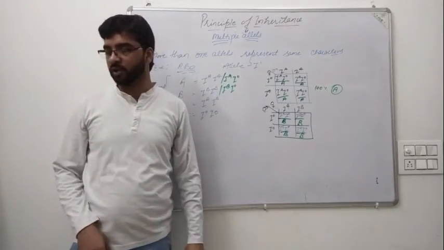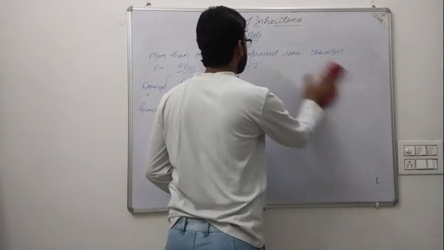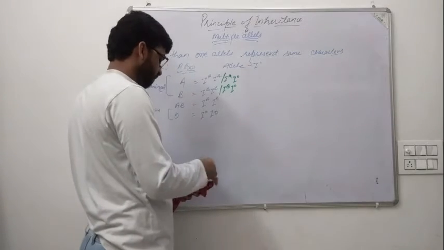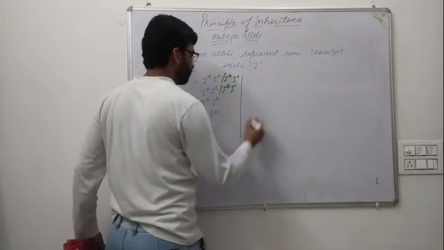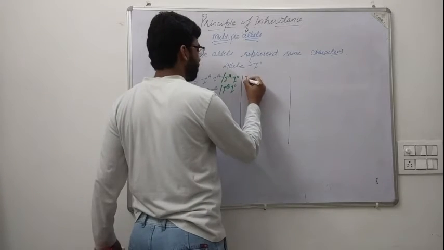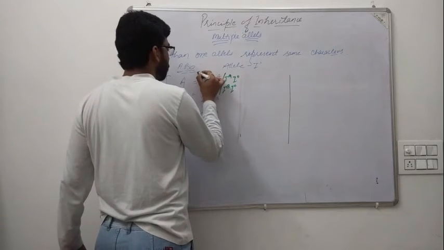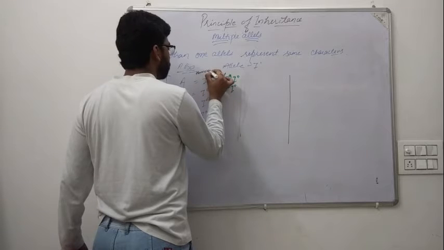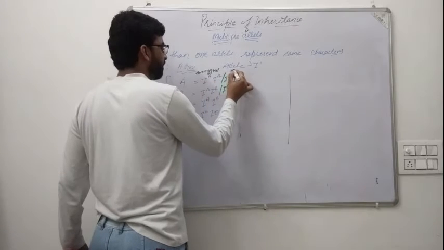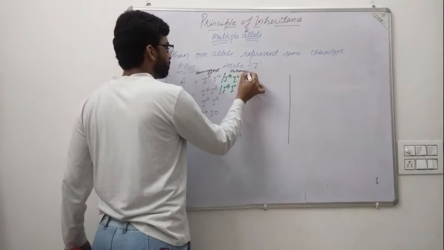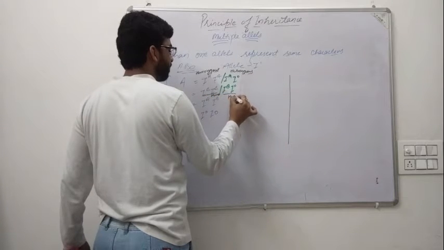Now let's do a question with it. Here we note IAIA is homozygous, obviously, because both alleles are similar, and IAIO is heterozygous. That is homo, that is hetero.